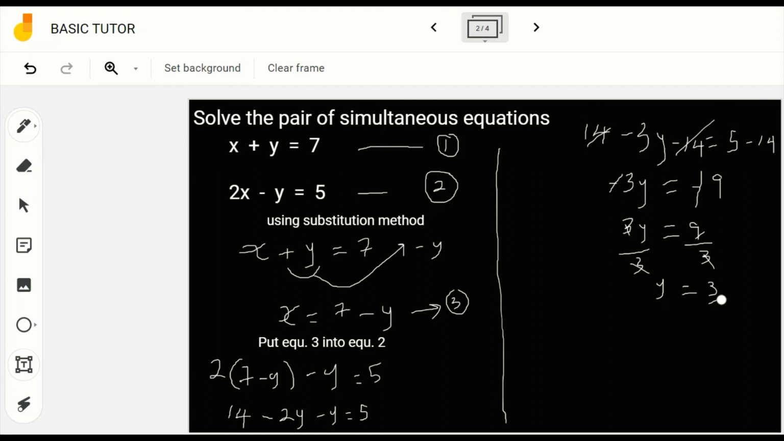So what next? I can decide to put the value of y into equation 3 to get my x. You can also decide to put it into equation 2 and you should get the same answer. So to get my x, let's put y equal to 3 into equation 3.